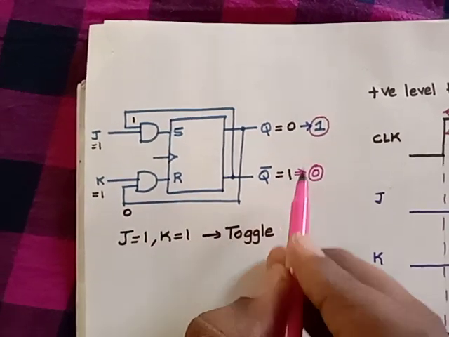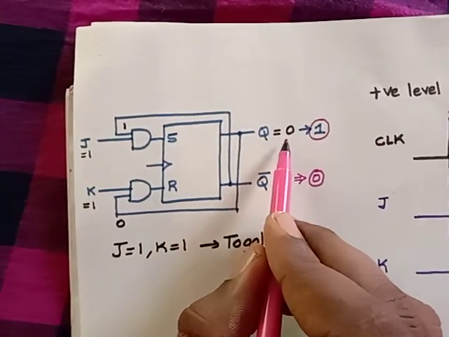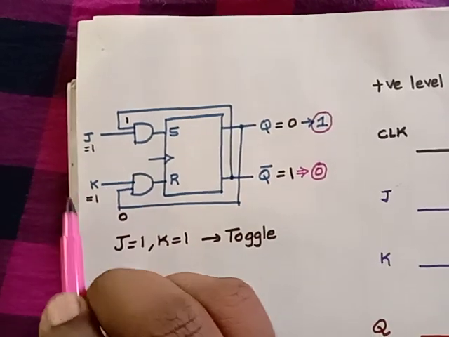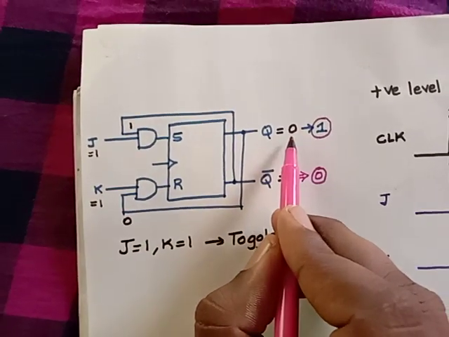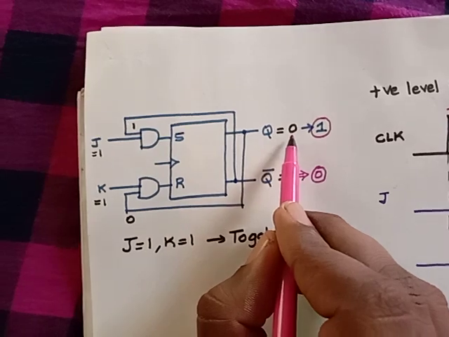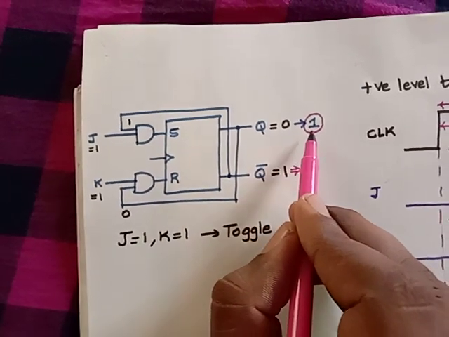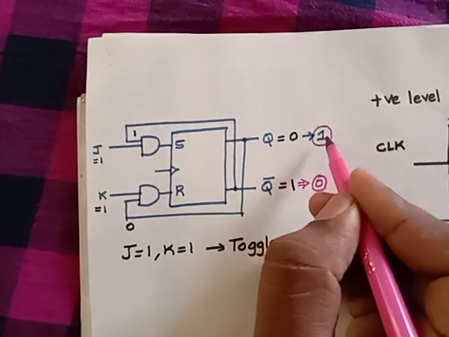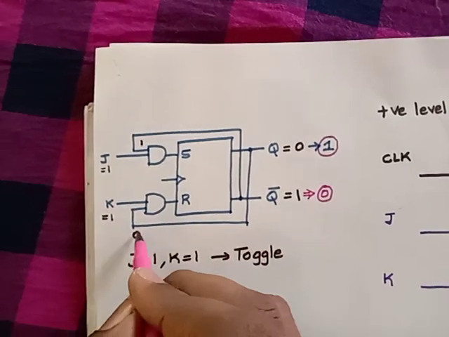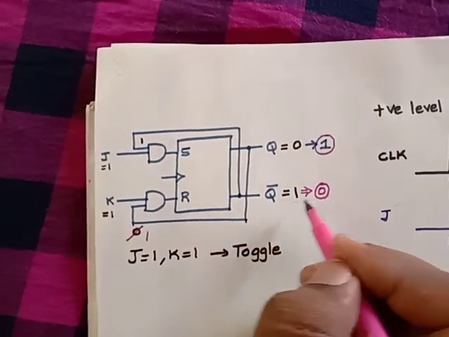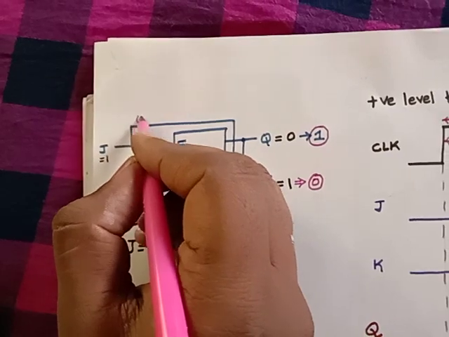Now take this case, initially the Q value was 0. So when you put J equal to 1 and K equal to 1, it happens to be a toggle condition. So 0 is complemented as 1. Now after some time what happens, this 1 automatically goes to this end, so this value becomes 1, and this 0 will be coming here, so this value becomes 0.